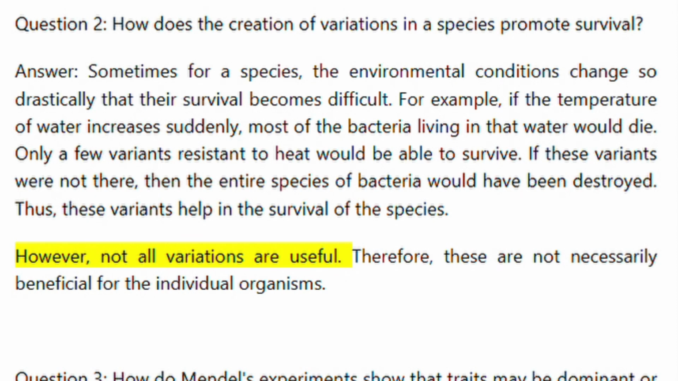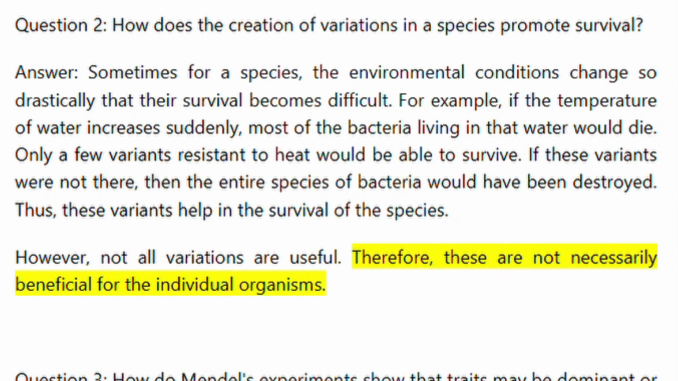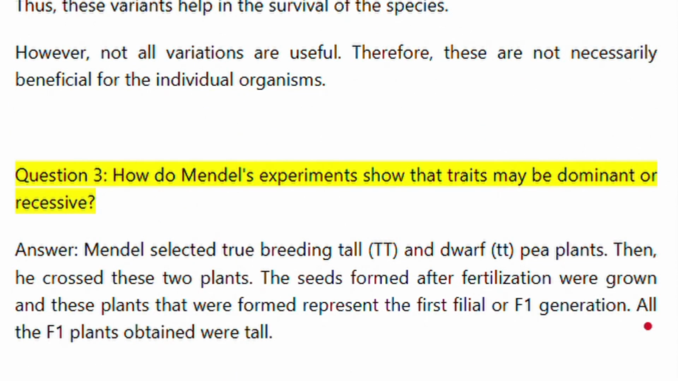However, not all variations are useful. Therefore, these are not necessarily beneficial for the individual organisms. Question 3. How do Mendel's experiments show that traits may be dominant or recessive?